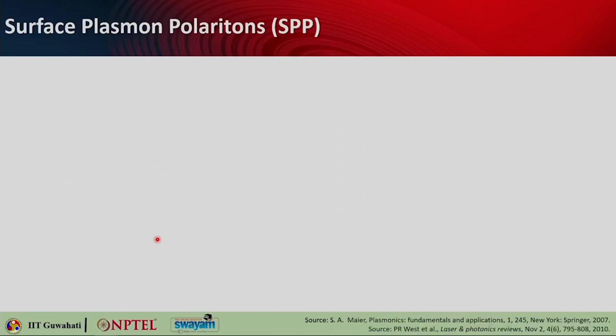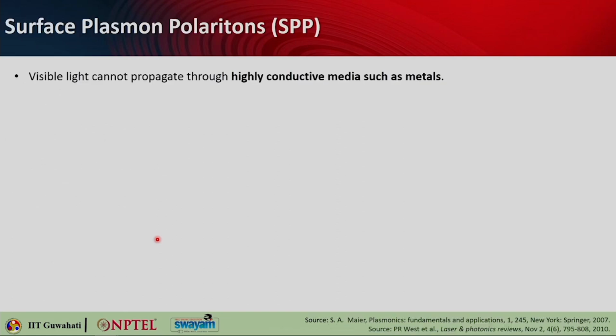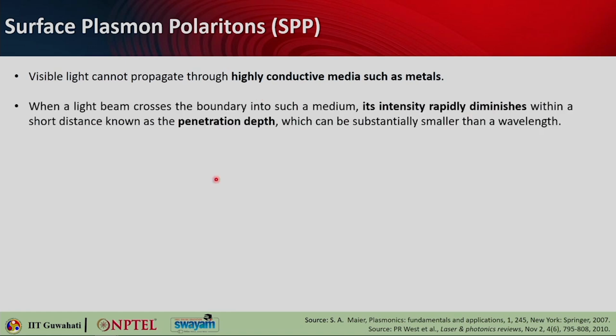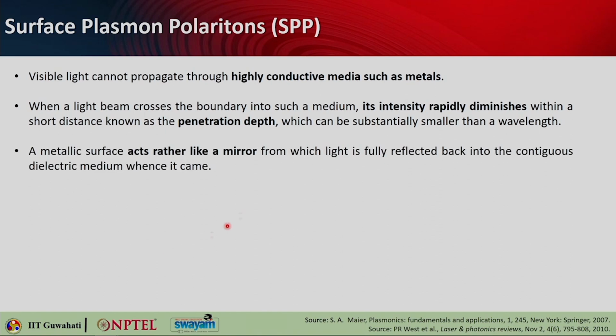Okay. So, surface plasmon polariton. What is that? Visible light, as we know, cannot propagate through highly conductive media such as metals. When a light beam crosses the boundary into such a medium, its intensity rapidly diminishes within a very short distance, which is called the penetration depth, and that is substantially smaller than a wavelength. So a metallic surface acts as a mirror, from which light is fully reflected back into the dielectric medium where the light came from.